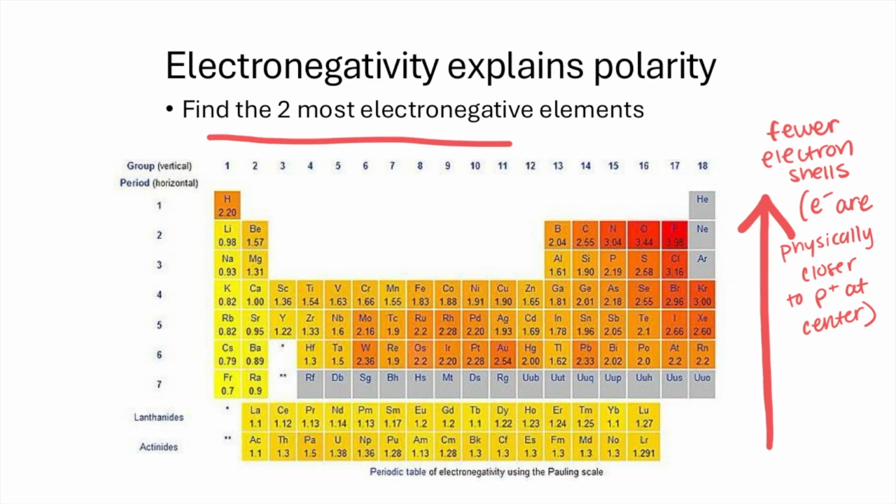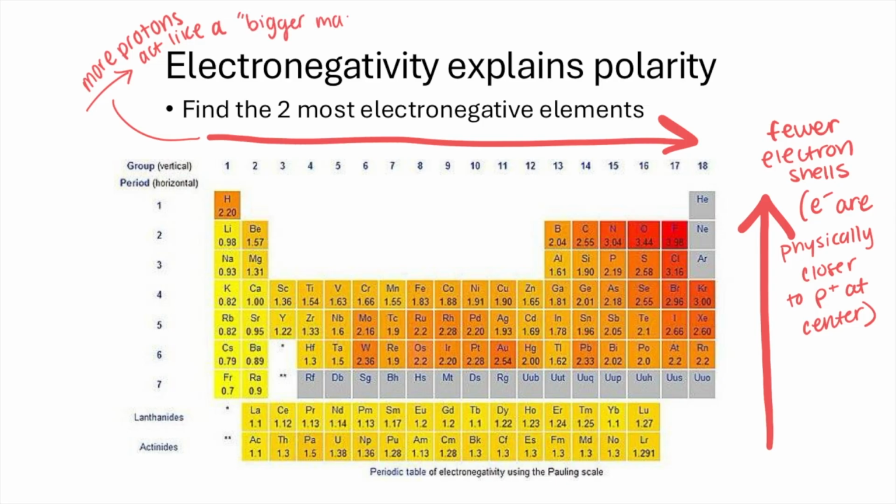The second trend is that electronegativity increases as you move to the right across a row. As you move to the right, atoms have more protons in their nucleus. Think of it as a stronger, bigger positive charge that's going to be pulling on the electrons. So atoms on the right side of the periodic table tend to be better at attracting electrons than those on the left. You put those 2 trends together and the electronegativity increases towards the top right corner of the periodic table.